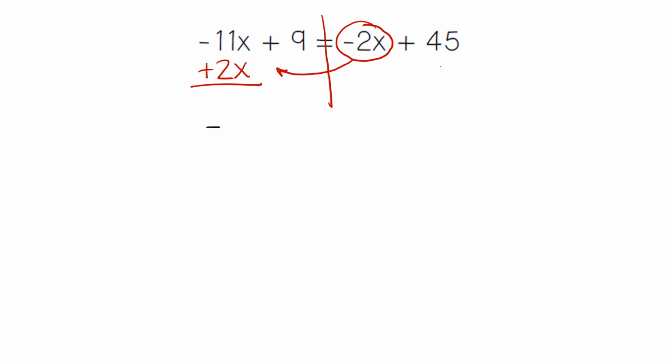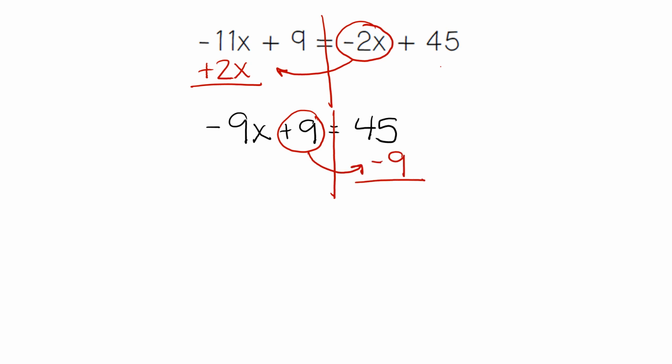Negative 11 plus 2x is going to give us a negative 9x. We bring down the plus 9 and the positive 45 because we did not use those numbers in our problem. Step number 4 tells us to move the whole numbers over to the right-hand side. So we're going to take our plus 9, we do the opposite, we do a minus 9. The negative 9x stays the same because we did not use that piece of the equation. 45 minus 9 is 36.